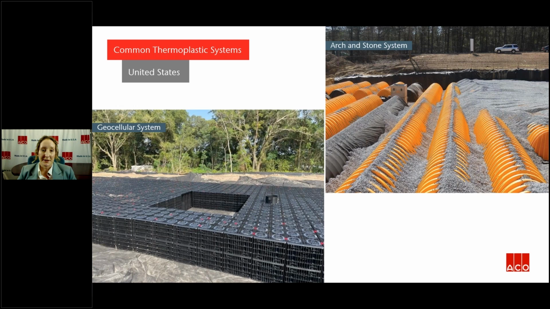Now, those arch and stone systems are kind of the next evolution in underground stormwater management. They typically consist of a thermoplastic arch or pipe that includes an open graded stone backfill, and both the stone backfill and the pipes or arches themselves are used for stormwater storage. Because we're using the net void ratio between that aggregate and the pipes, you tend to get a little bit of a lower void ratio for stormwater storage in these systems, so you need a little bit of a larger area to manage the same amount of water. So that leads us to geocellular systems.